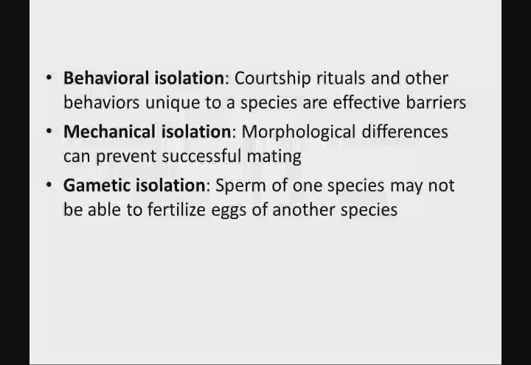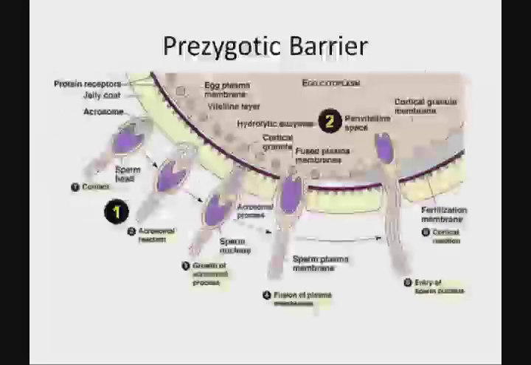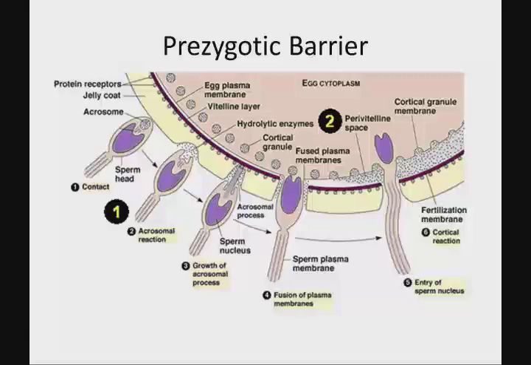The finally then is gametic isolation. So the sperm of one species may not be able to fertilize the eggs of another species, right? And so again, species here is kind of used in a future tense in that you may have two groups of what was considered one population that were split for some reason, evolved slightly differently, and now they may be able to mate, to copulate. Sperm can be delivered to egg, but the sperm will never fuse with the egg.